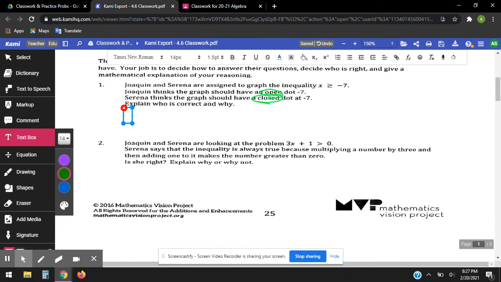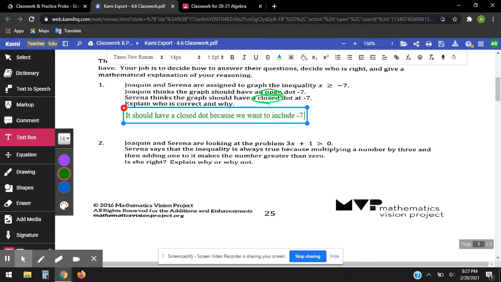Well, if it's greater than or equal to, we want to make sure it includes that number. So, it should have a closed dot because we want to include negative 7 in our solution. All right, so Serena was right on that one.